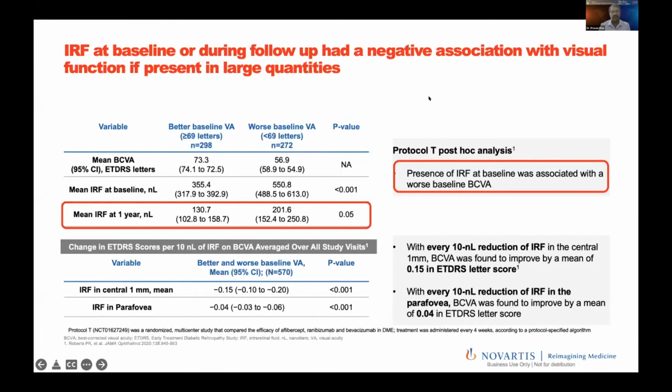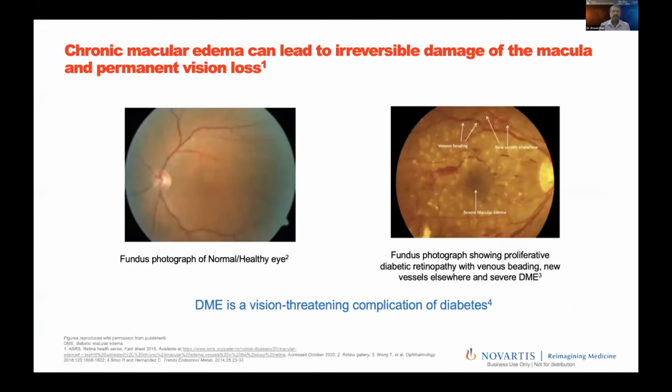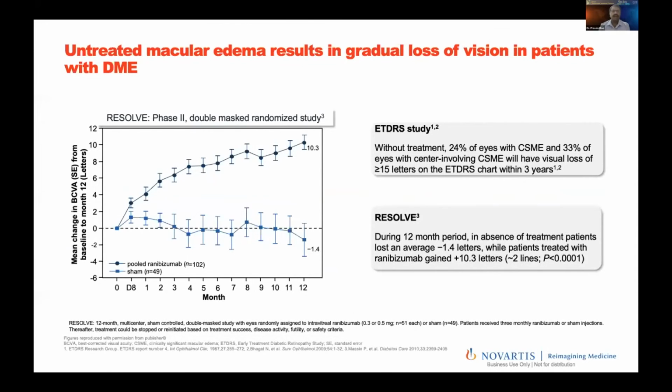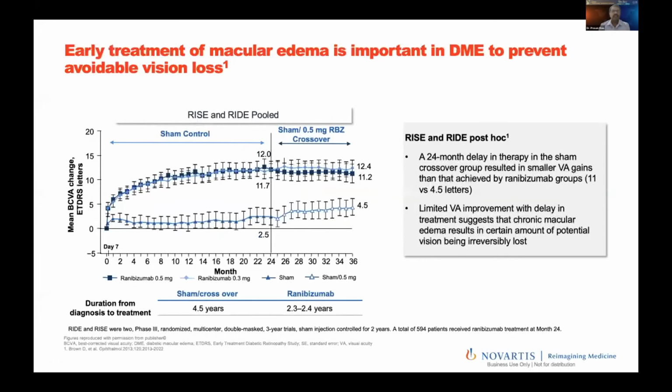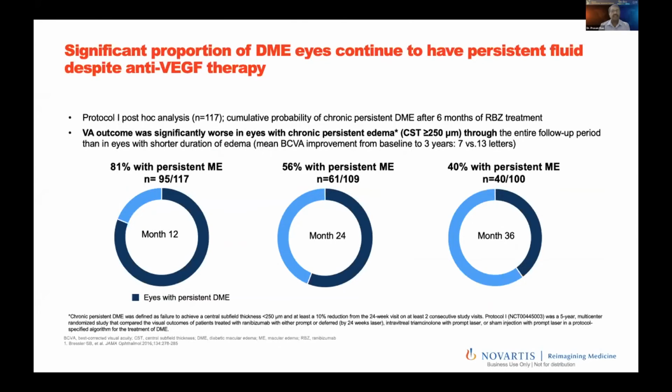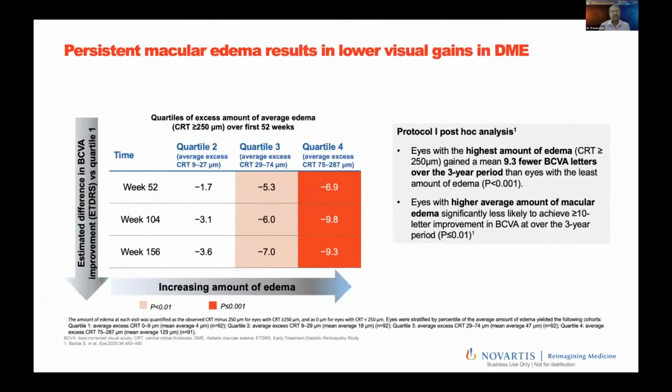Okay, sure. So if you look at the chronicity, if the fluid is chronic, untreated eyes usually result in gradual loss of vision in these patients. Early treatment of macular edema is important in DME patients to prevent avoidable visual loss, and a significant number of patients will continue to have persistent fluid. Persistent macular edema leads to lower visual gains.